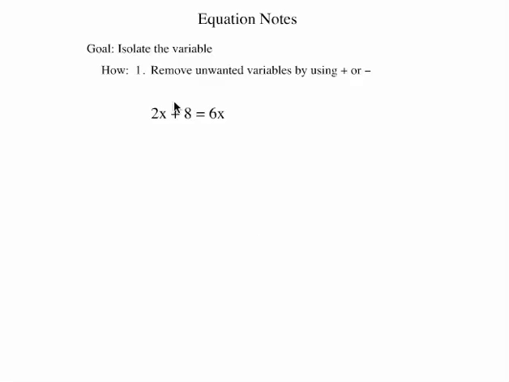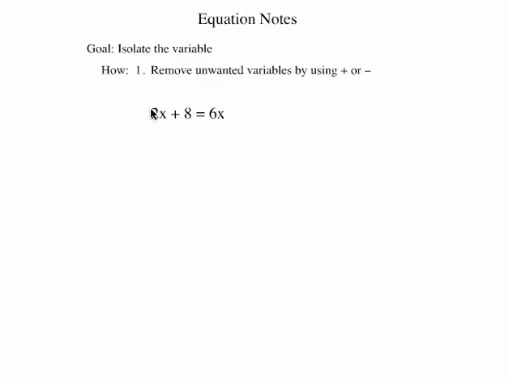All right, so our goal in solving an equation is to isolate the variables, okay? Get the variables alone. So the first thing we want to do is remove unwanted variables. Sometimes you have extra variables. Now there's a couple of things we can do. If they're on the same side of the equation, just add them together and simplify. So you want to simplify both sides of the equation before you do anything, okay?